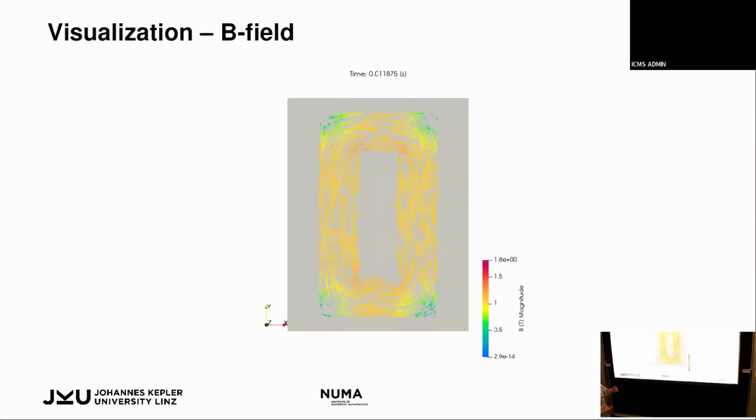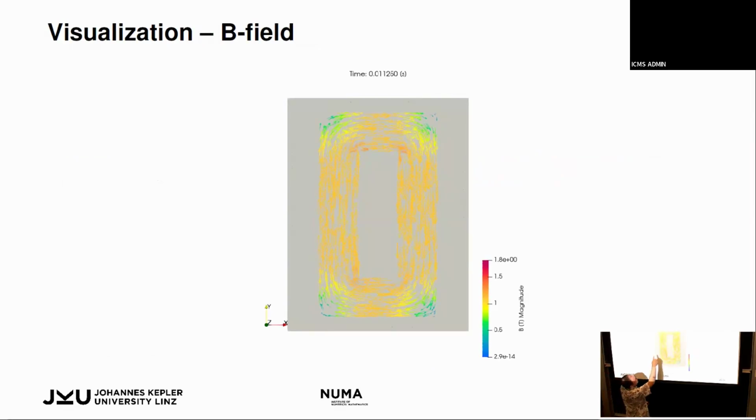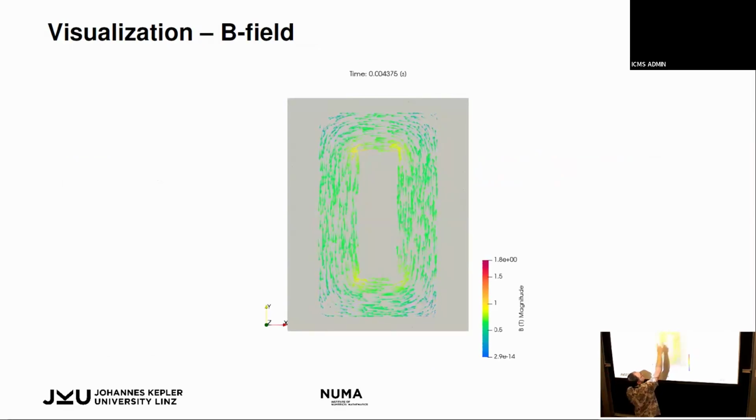So not really as exciting as maybe a rotating machine. You have here the B field, so the magnetic field, and with alternating current, it just stays in this core.